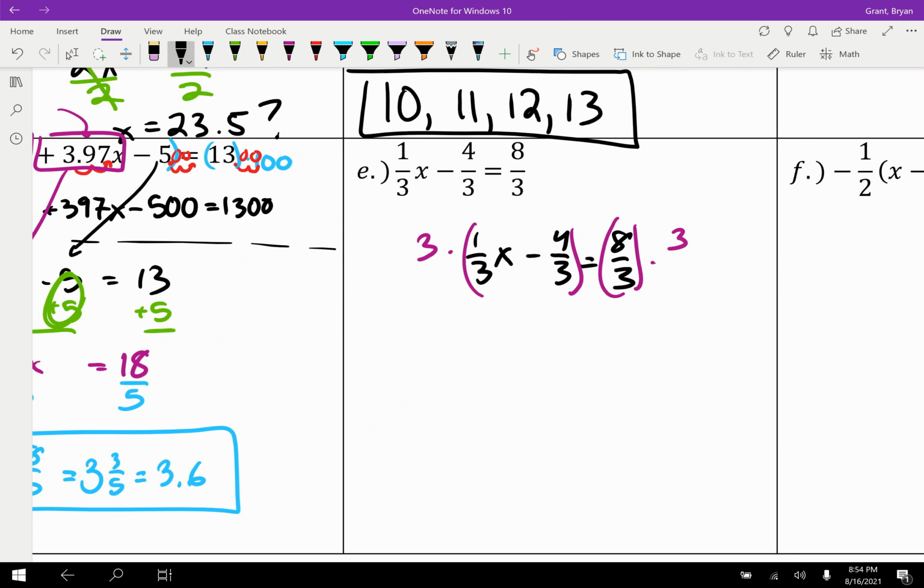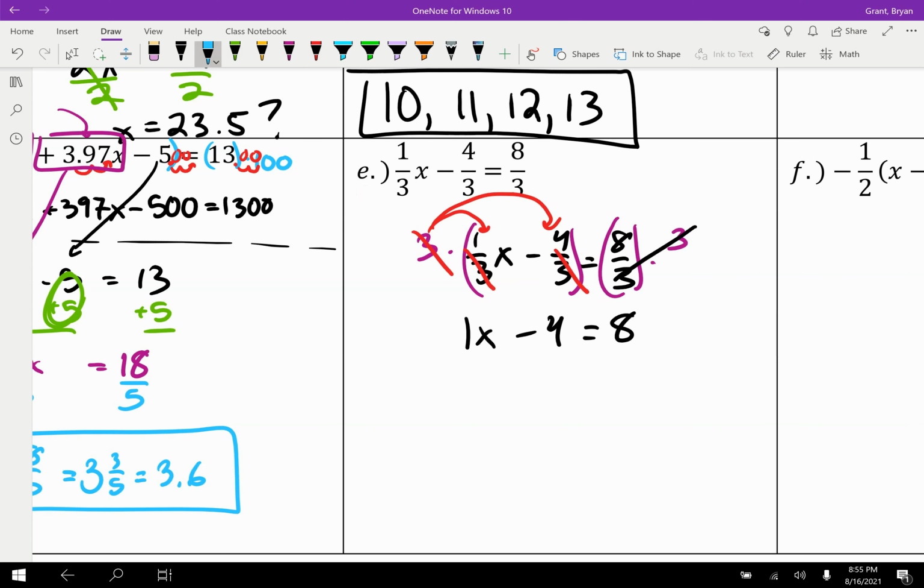Here's why. On the right side, 3 times will undo the dividing by 3 and leave you with 8. When you distribute the 3 over here, multiplying by 3 will cancel the dividing by 3. And that just leaves us with 1x from the first fraction minus 4 equals 8.